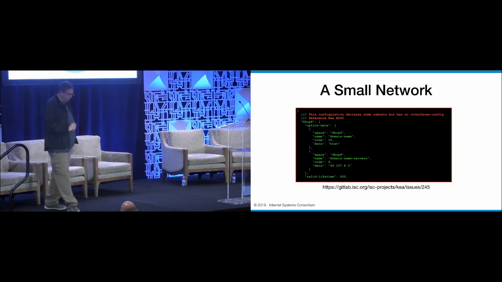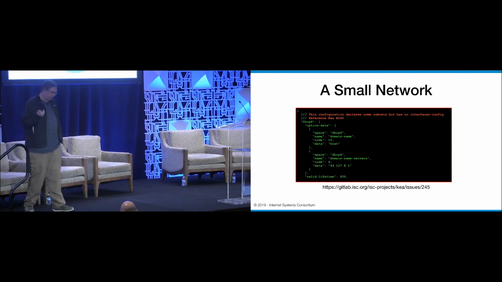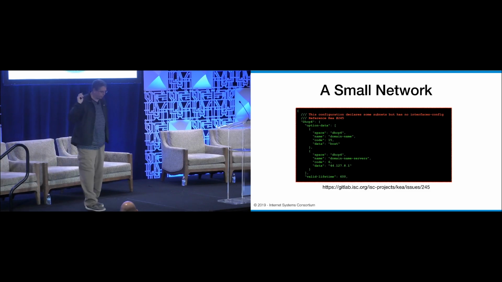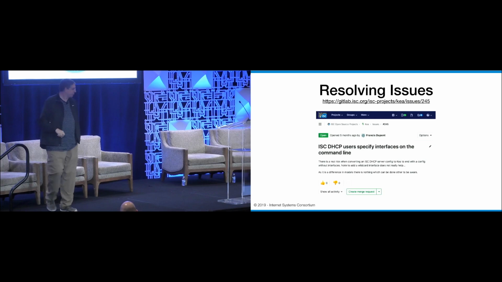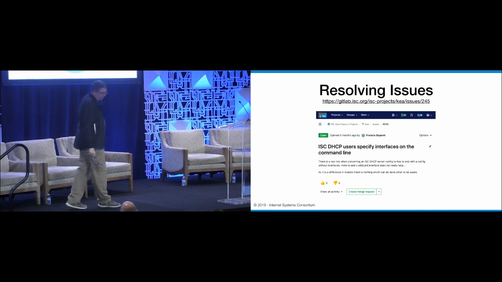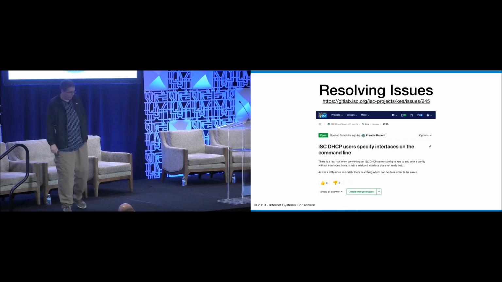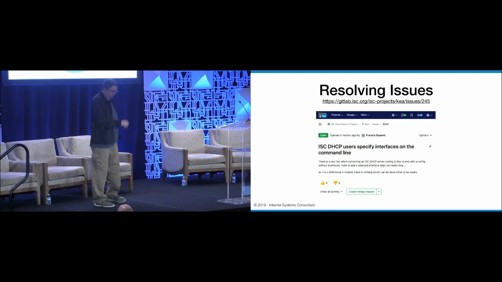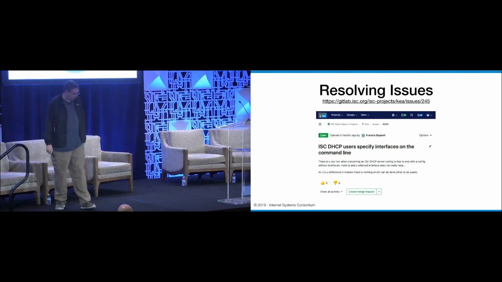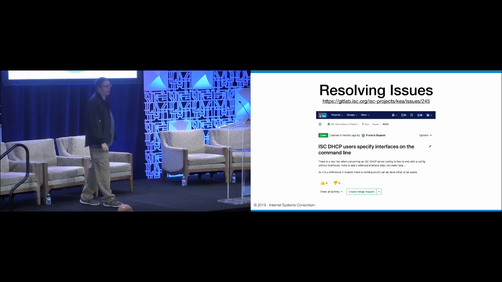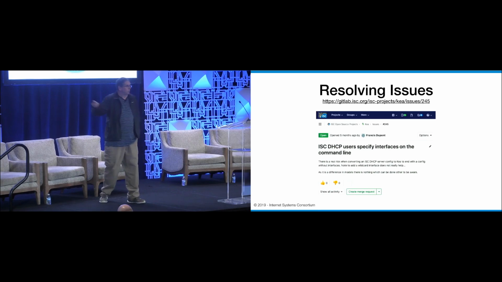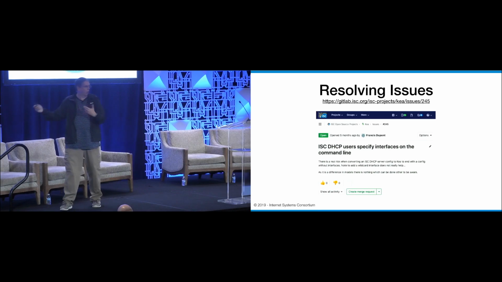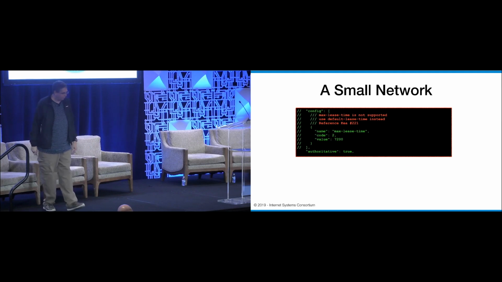So if I go out to gitlab.isc.org, projects, Kea, issues, and then 245, obviously referenced from that number, I see a comment from one of the developers: there's a real risk when converting an ISC DHCP server configuration to Kea to end up with a config without interfaces. To add a wildcard interface does not really help. As it is a difference in models, there is nothing which can be done other than to be aware. Fair enough. We've documented the fact that this isn't going to work directly. You're going to need to make some changes.